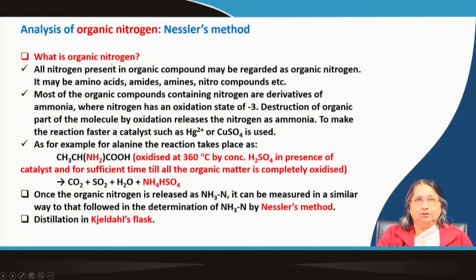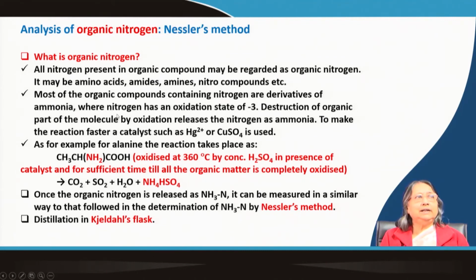You can apply the same method, Nessler's method, to determine the organic nitrogen also. Now, you have to know what organic nitrogen is. All nitrogen present in organic compounds may be regarded as organic nitrogen. It may be amino acids, amides, amines, nitro compounds, or proteins. Most of the organic compounds containing nitrogen are derivatives of ammonia.